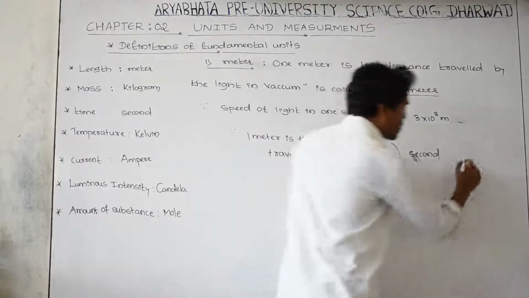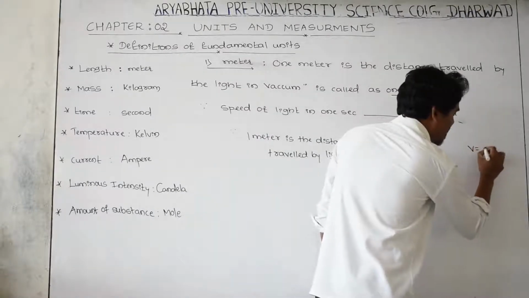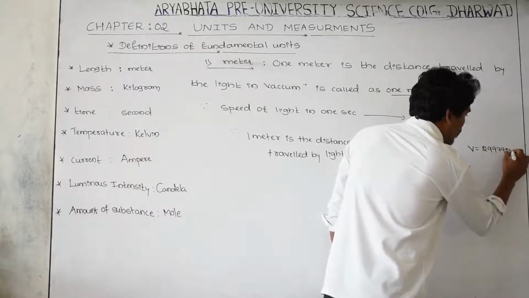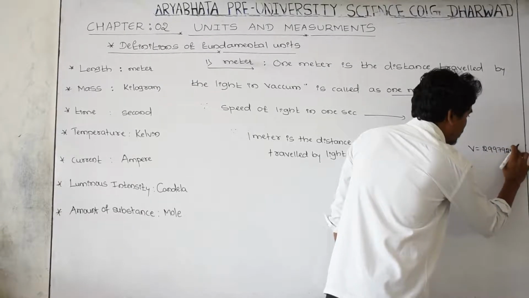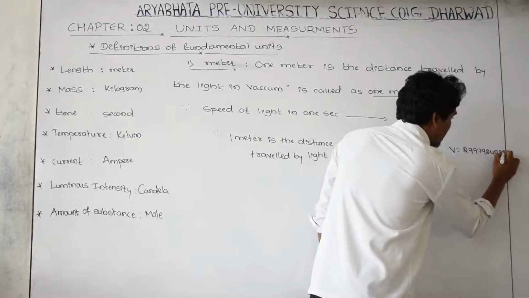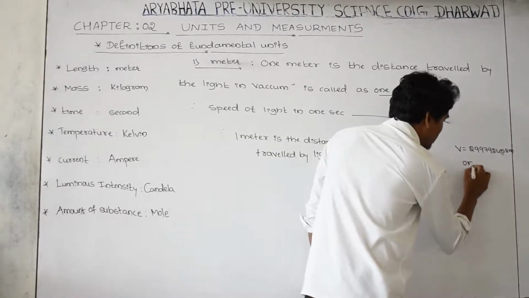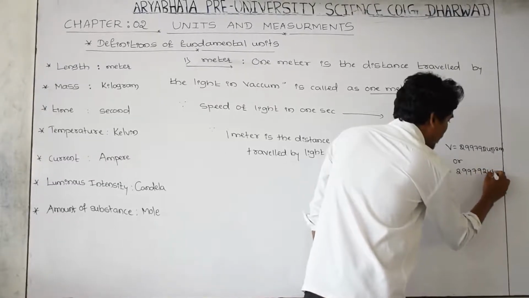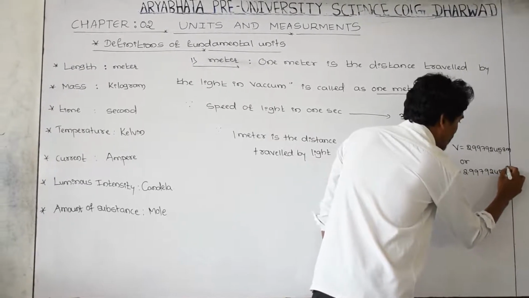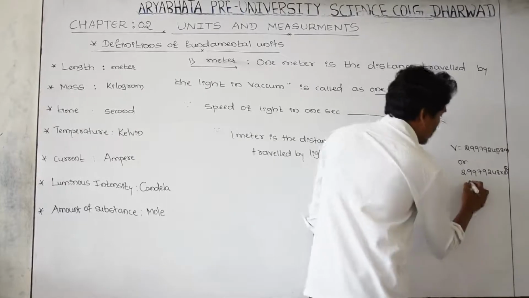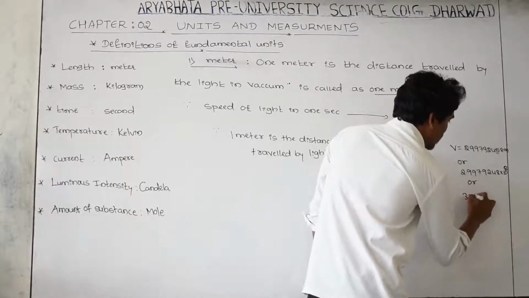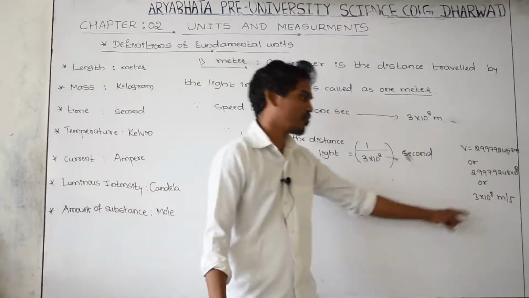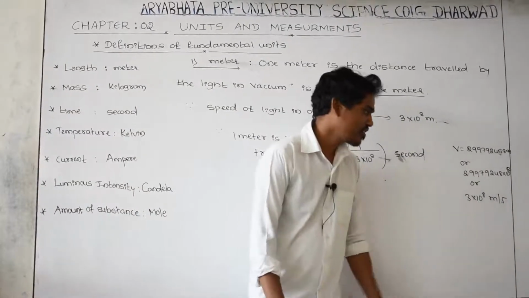But the exact value of the speed of light in vacuum is 299,792,458 meter per second, or in scientific notation 2.99792458 into 10 to the power of plus 8, or approximately we can take 3 into 10 to the power of 8 meter per second. The speed of light in vacuum is this much in just 1 second.